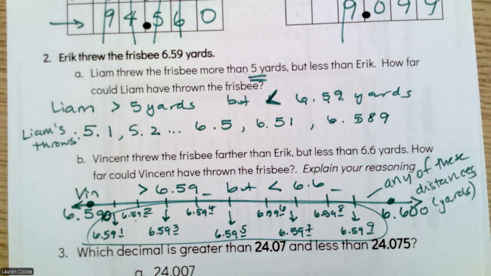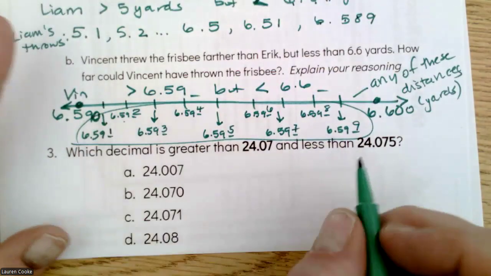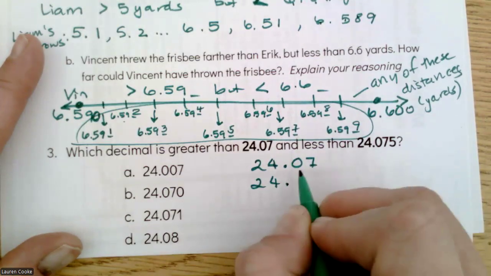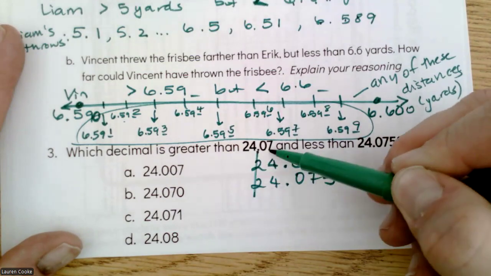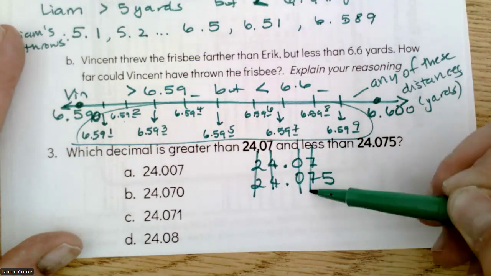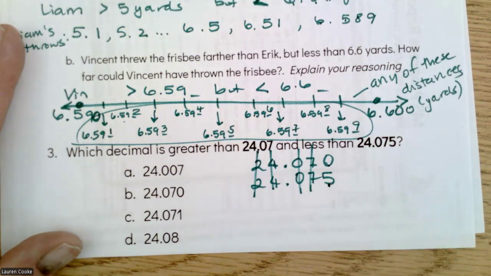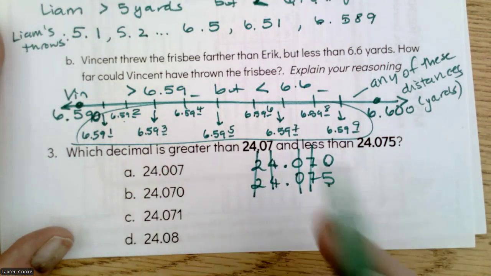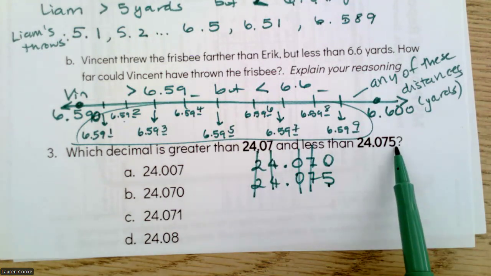Okay. Next one, which decimal is greater? Perfect opportunity for me to practice what I did earlier. I line up the decimal points. There's no other way around it. Decimal points, tens, ones, tenths, hundredths. Ooh, that means that 75 thousandths is bigger than 70 thousandths. Which decimal is greater? Oh, I didn't even read this properly. All right, so it's greater than this, and it's less than this.